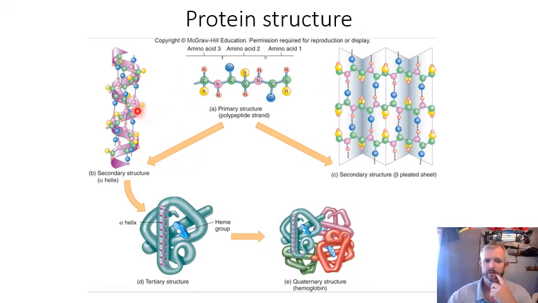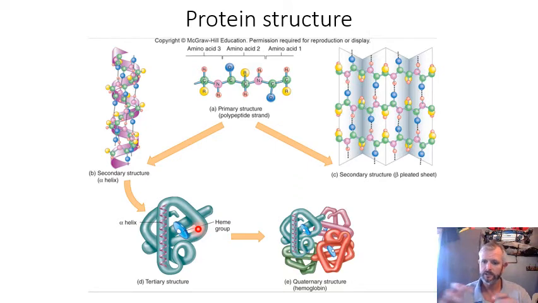Then we get secondary. We can have alpha helixes or beta pleated sheets. Okay, some proteins have both. And you can see then the tertiary. Then we get further folding, those interactions between those R groups, those functional groups of the amino acids, and we get that further folding into the tertiary structure. Okay, again, some proteins only have tertiary structure.